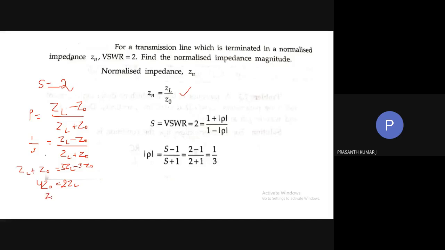Now ZL by Z naught equal to 4 by 2. What did he ask? He asked for the normalized impedance, ZL by Z naught. So its value is 2. Like this, if you know the formula, definitely you can do the problem.